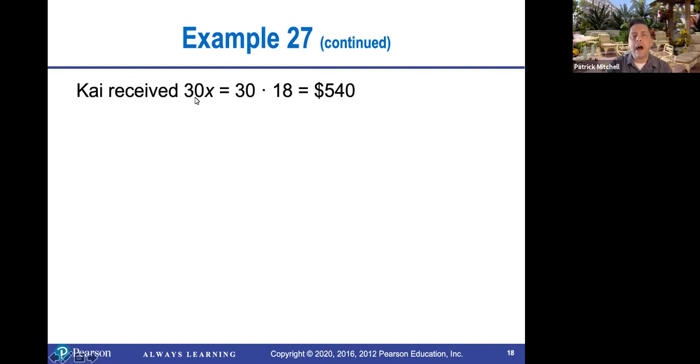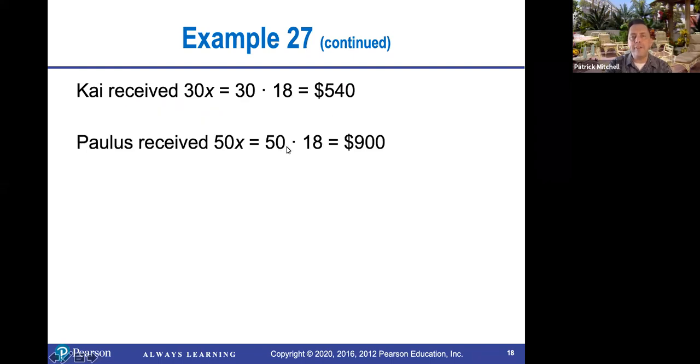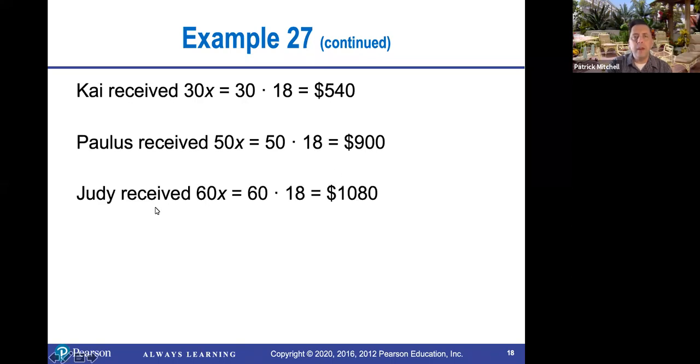which means that Kai received 30 times 18, which is $540. Paulus received 50 times 18, which is $900. And Judy received 60 times 18, which is $1,080.